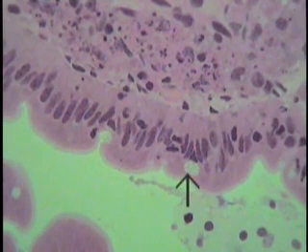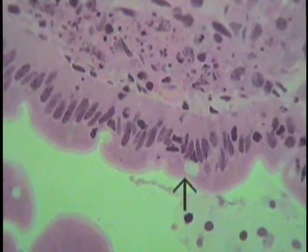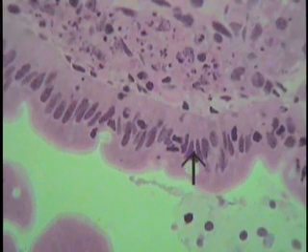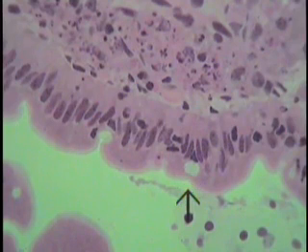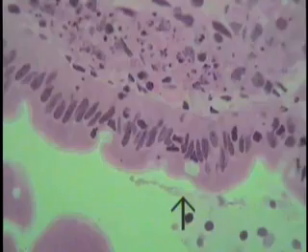Since it's here, this cell with mucin granules accumulating in its cytoplasm is a goblet cell. Its nucleus lies here. It has a little thin cytoplasmic process in touch with the basement membrane, and it will be discharging its mucin granules into the lumen over time.